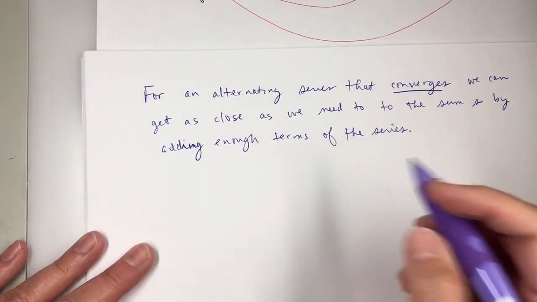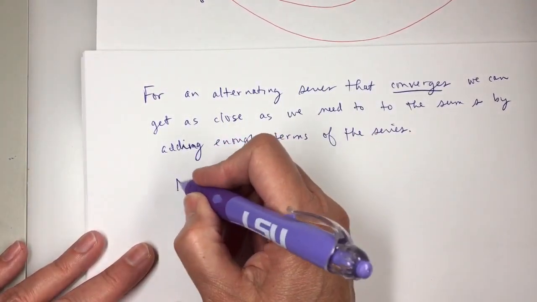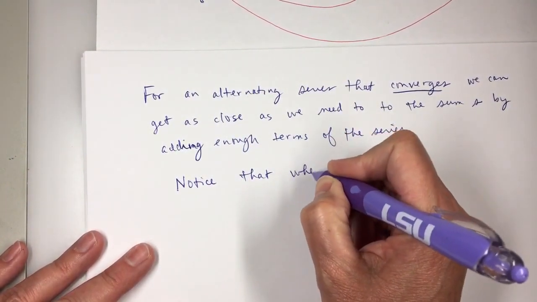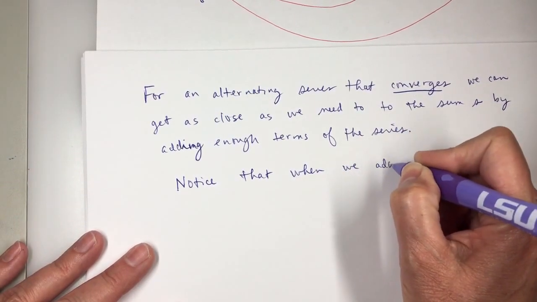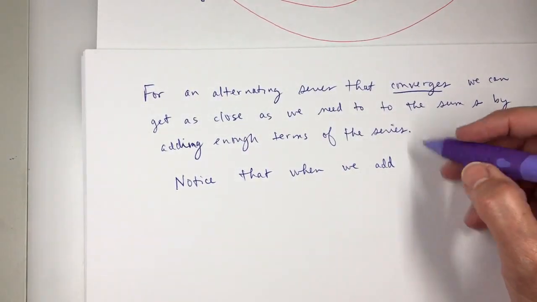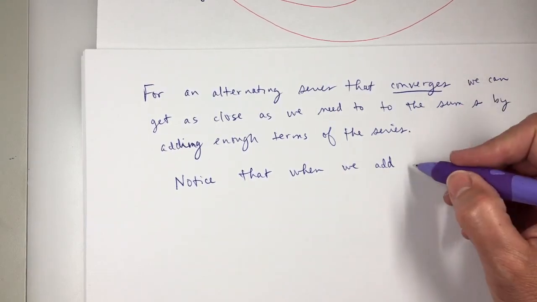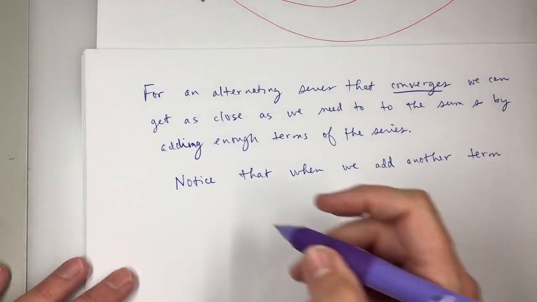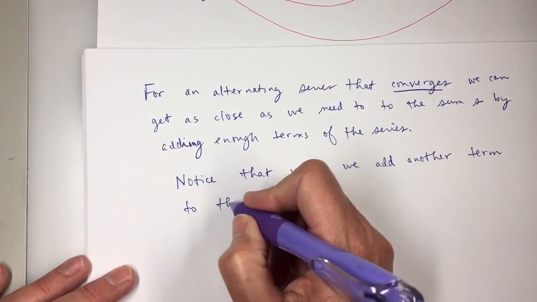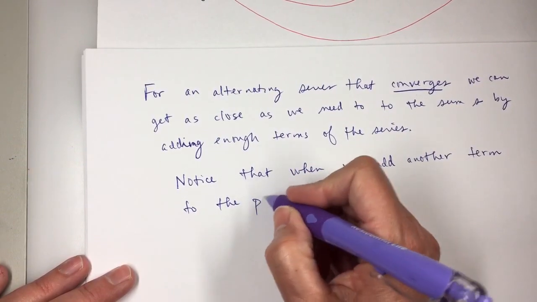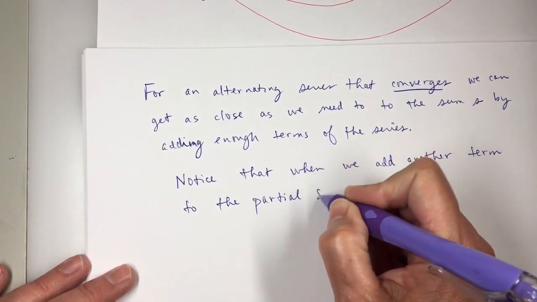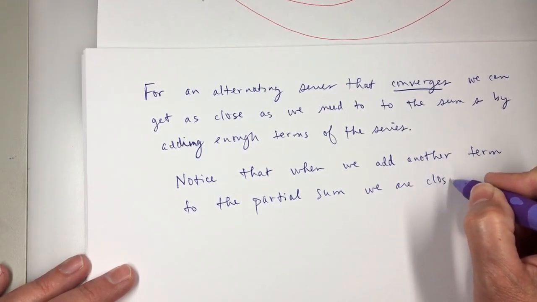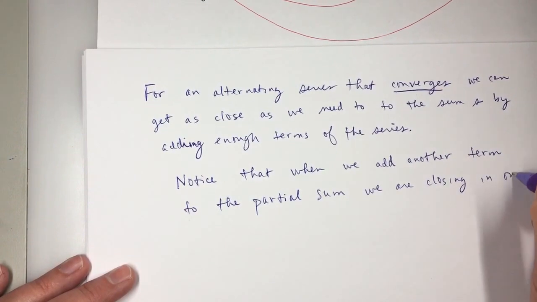Let's see, I'm going to say this about it. So notice that when we add another term to the partial sum, we are closing in on S.